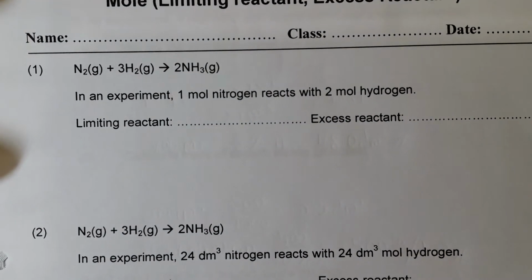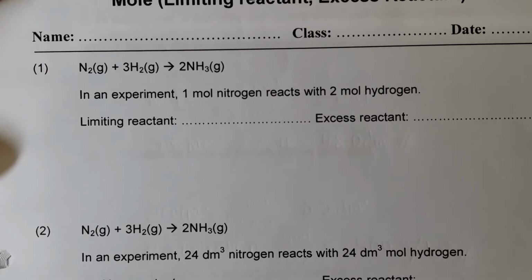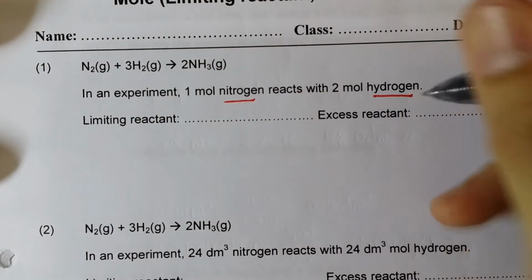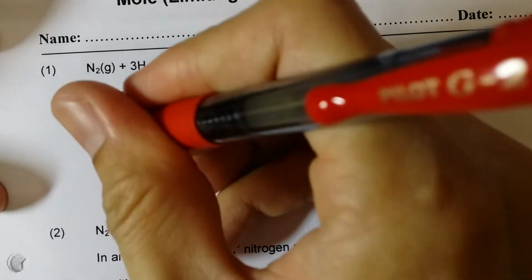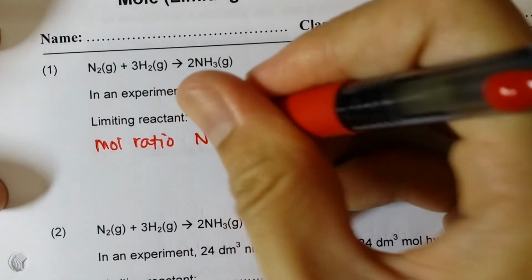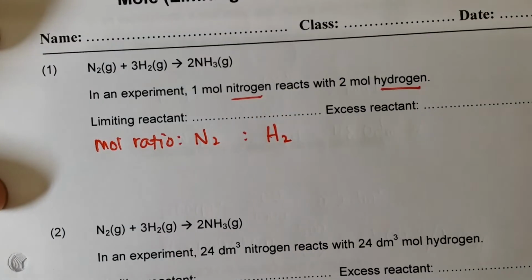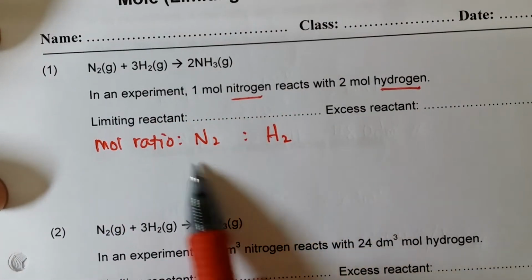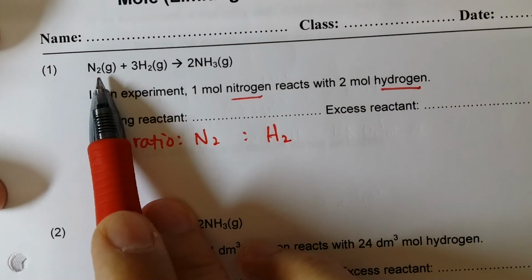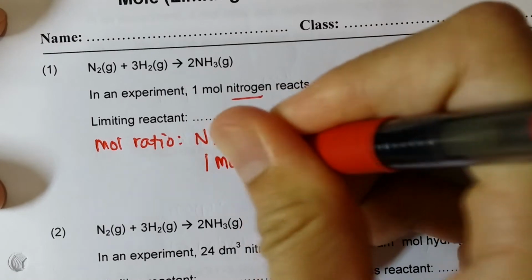In an experiment, 1 mole of nitrogen reacts with 2 mole of hydrogen. You have to find out what is the limiting reactant and what is the excess reactant. So nitrogen and hydrogen. You have to look at the mole ratio of nitrogen and hydrogen. The first row is always the mole ratio from the chemical reaction. So from the chemical reaction, the mole ratio for nitrogen and hydrogen would be 1 mole is to 3 mole.